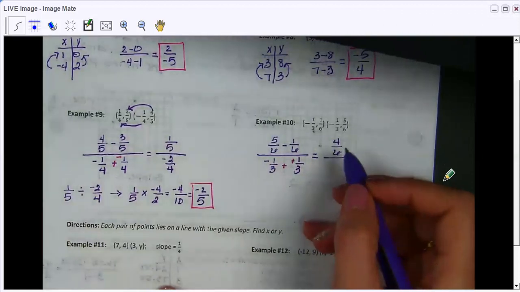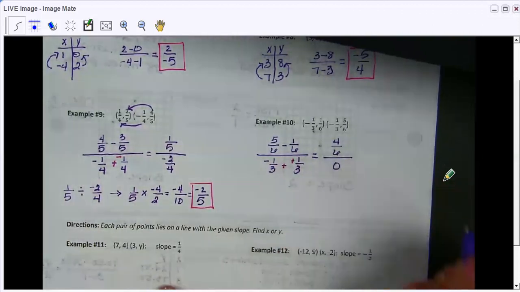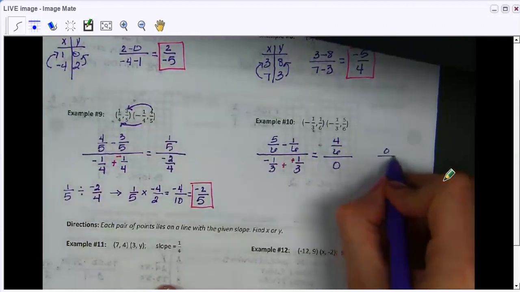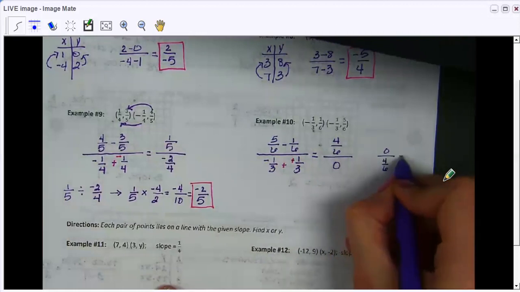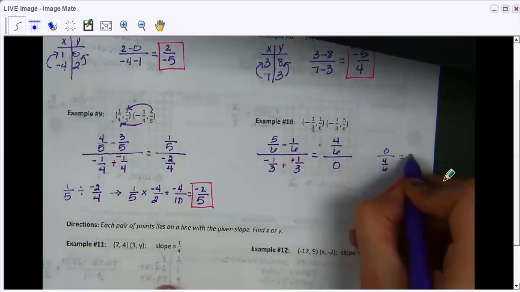0. And whenever you divide by 0, 0 divided by 4/6 would give me 0. This does not give me 0. This gives what? Undefined. No one in my last class got that. Well, one claims he got it, but he never said it.